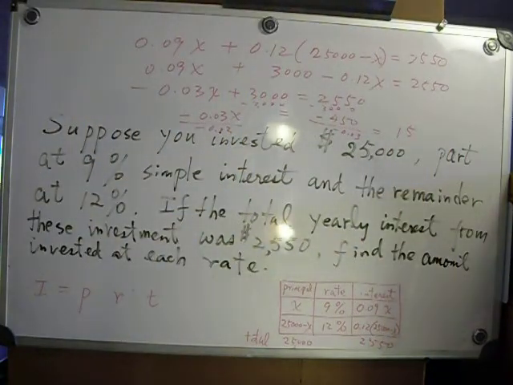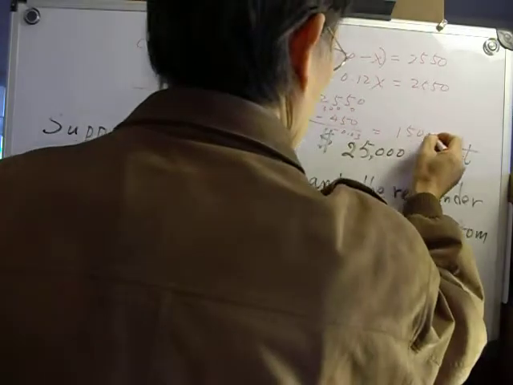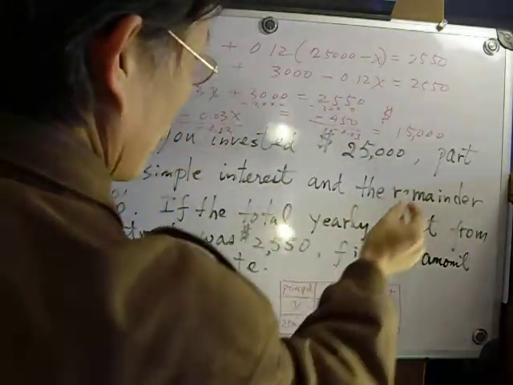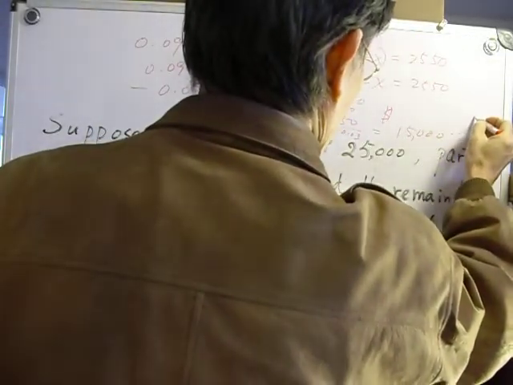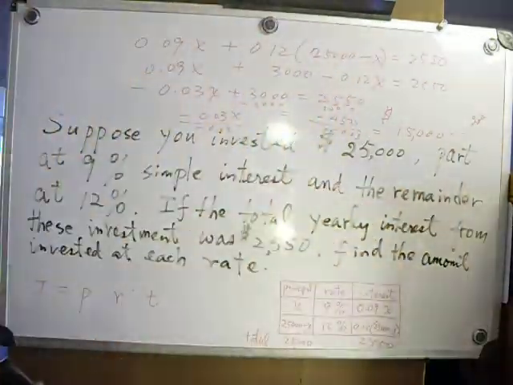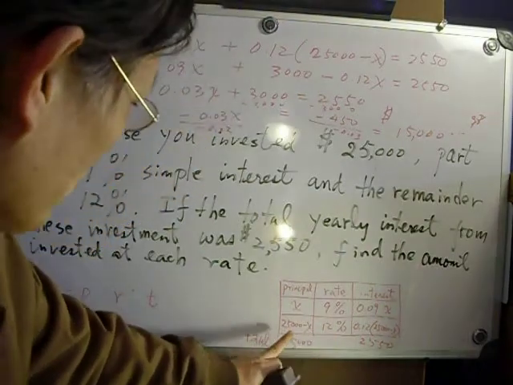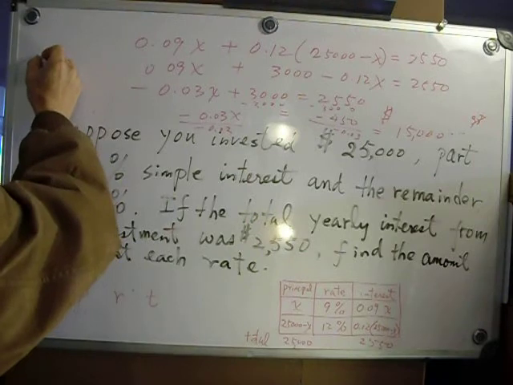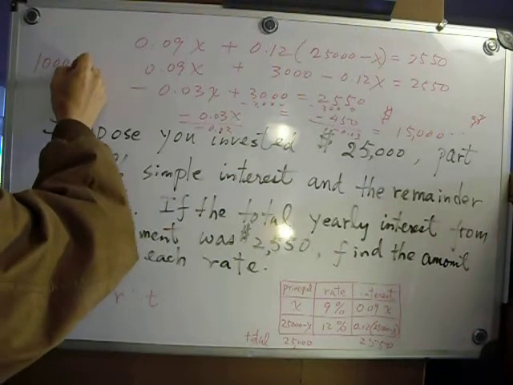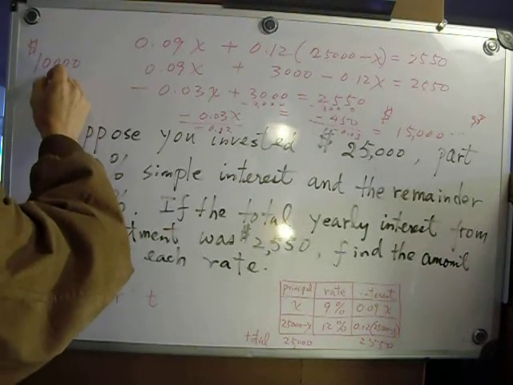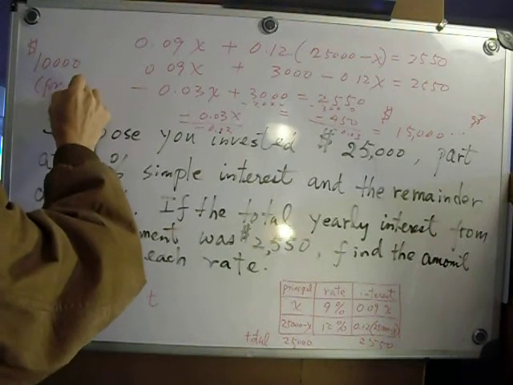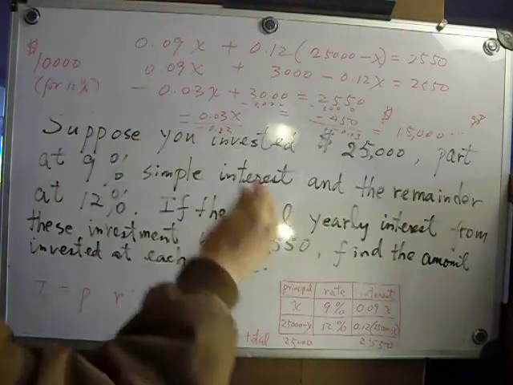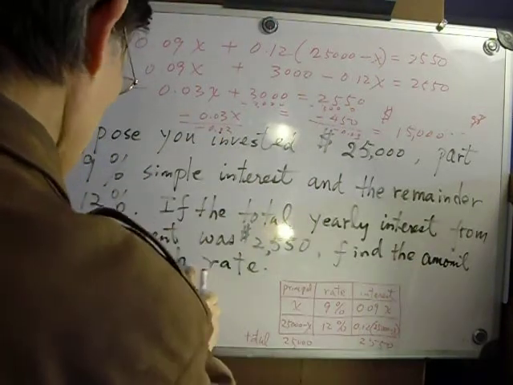So the first, 9% account will be $15,000. As you can see, that's for this account. So you could label that the 9% account. The other account, 12%, you just use 25,000, subtract this, will be 10,000. 10,000 for the 12% account. Okay? This is how you solve this problem. Be sure to answer for both, right? Each rate.